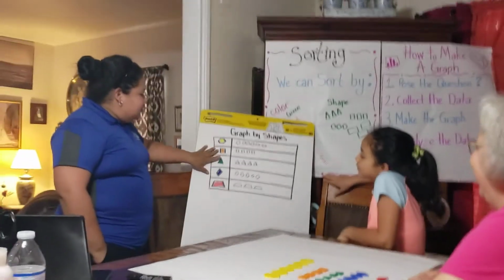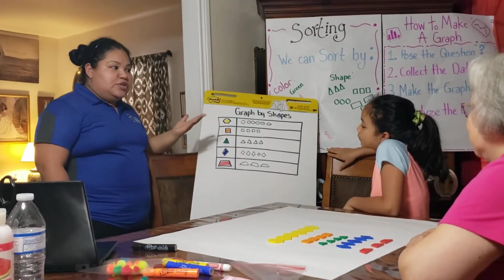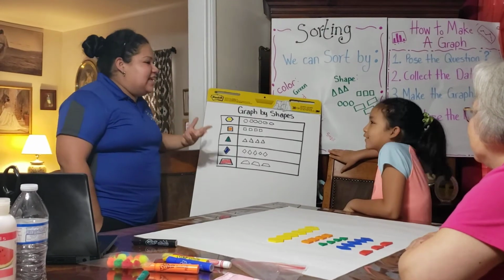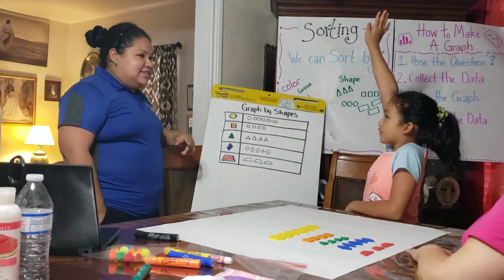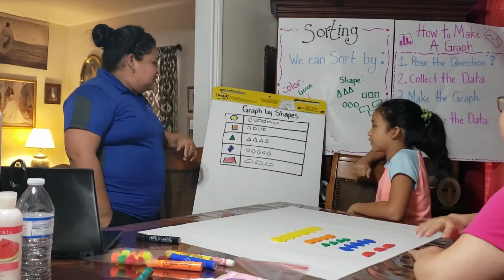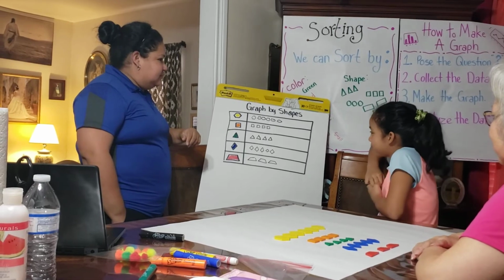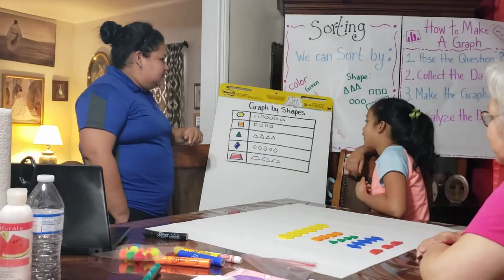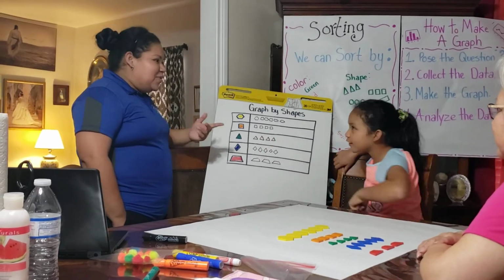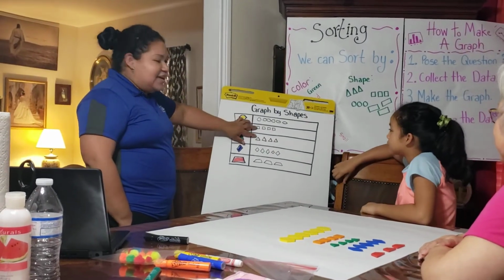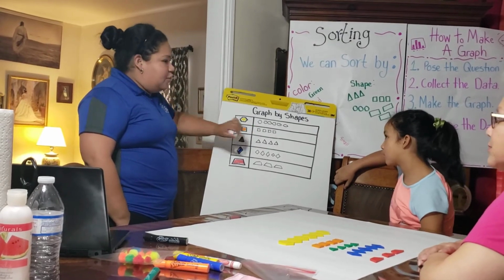Now, according to your graph, there are 2 shapes that have the same amount. Which ones have the same number? Alice? The square and triangle. The square and the triangle. How do you know that, Leilani? You know that because if you count them, 1, 2, 3, 4, 1, 2, 3, 4. Perfect. You knew that because you counted the shapes and saw that both of them have 4.